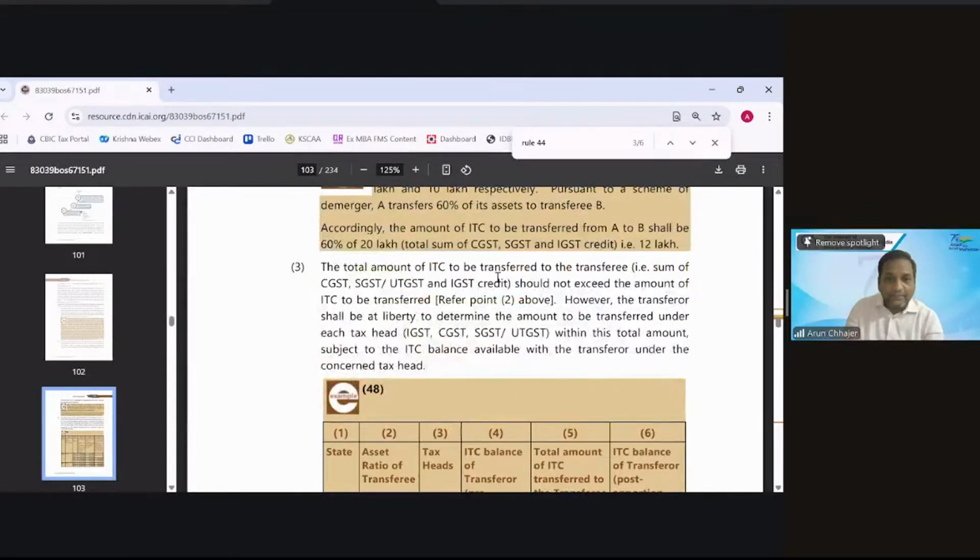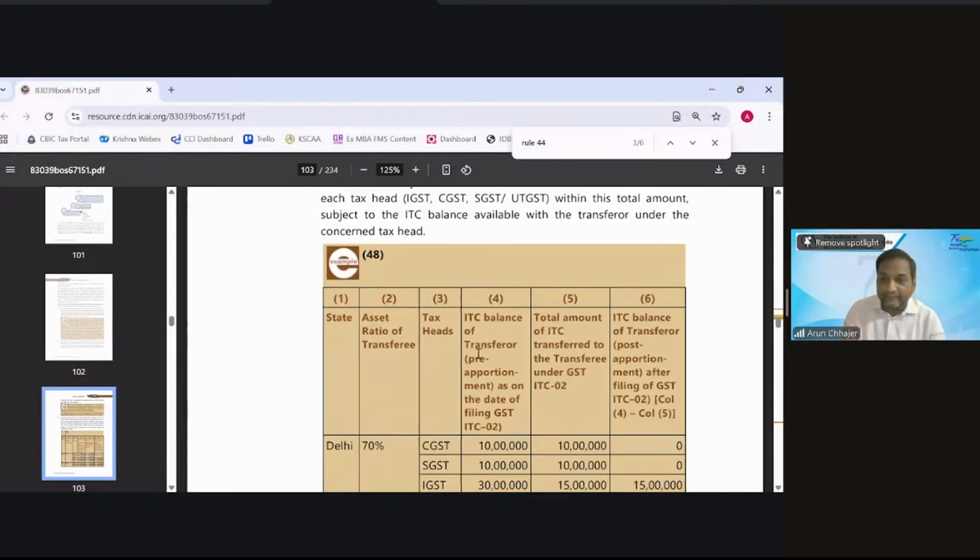Section 18 subsection 3 says that the total amount of the ITC to be transferred to the transferee, that is 35 lakh in our example, should not exceed the amount of the ITC to be transferred in the point number 2. However, the transferor is at the liberty to transfer under each head. कितना वो transfer करना चाहता है, it is the liberty.